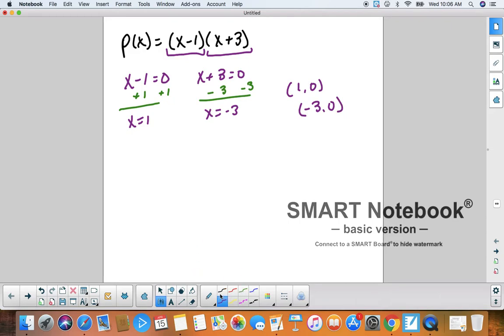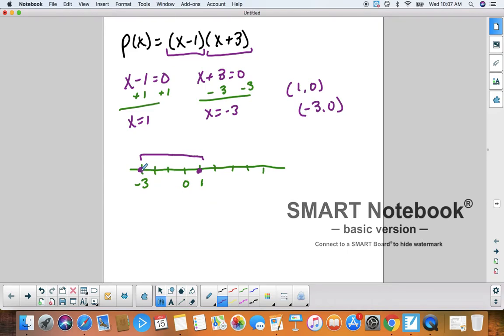Now, in terms of the vertex, what we learned was the vertex is always halfway between the two x-intercepts. So let's look at a number line. If this is negative 3, negative 2, negative 1, this is 0, and then 1, 2. And so we have x-intercepts, we said, at negative 3 and positive 1. So we need to find what's halfway between negative 3 and positive 1.